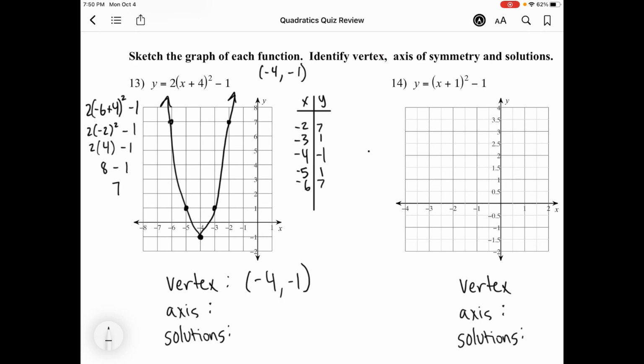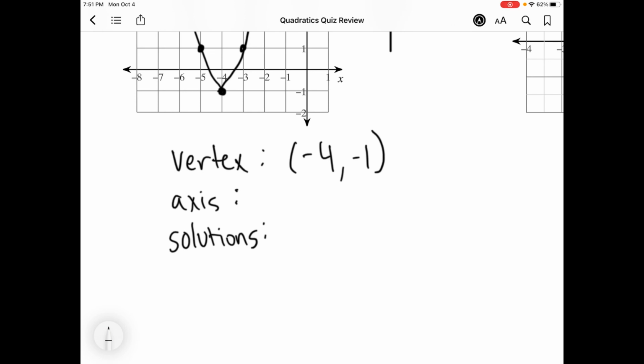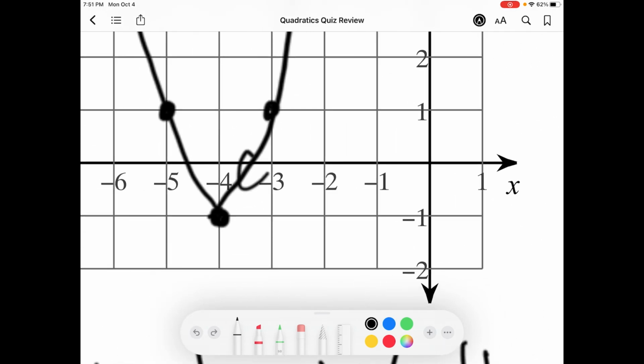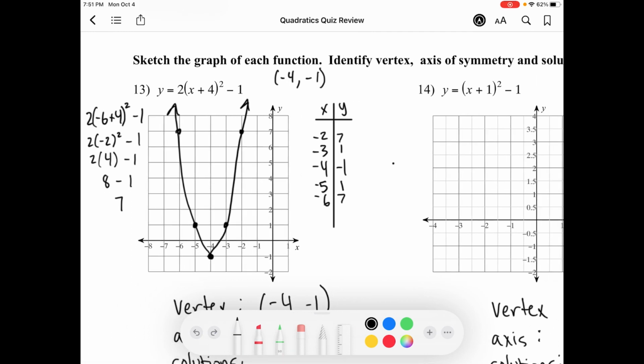Once you have your graph and your XY table completed, let's go down to the axis of symmetry. So with the axis of symmetry, remember it's x equals and then negative 4, right? It's the same x value as the x in your vertex. So for the solutions here, this was not a very good example in terms of solutions because you can't really see what that solution is. However, it is going to be negative 3.5 and negative 4.5.